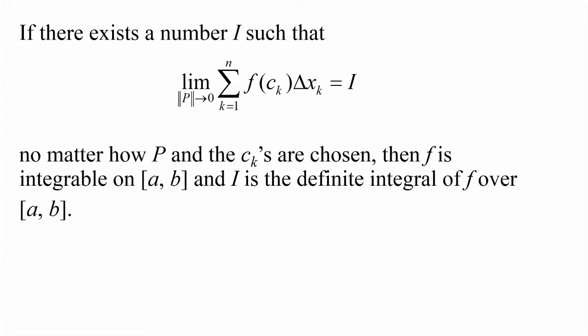If there exists a number I such that the limit as P goes to 0, this is actually the norm of partition P, which I'll explain in a moment, the limit as the norm of partition P goes to 0 of the sum as k goes from 1 to n, f of c sub k delta x sub k equals I, no matter how P and the c sub k's are chosen, then f is integrable on the closed interval from a to b, and I is the definite integral of f over that interval from a to b.